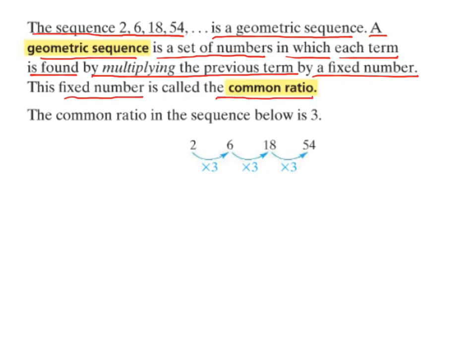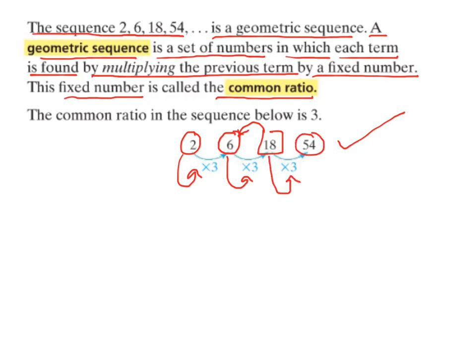For example, let's look at the sequence 2, 6, 18, 54. How did we get 6? When we multiplied 2 with 3. How did we get 18? When we multiplied 6 with 3. And how did we get 54? When we multiply 18 with 3.